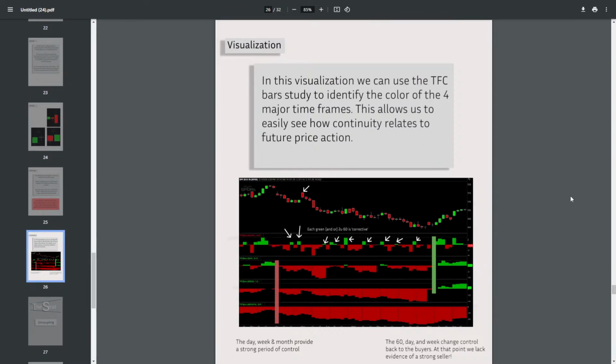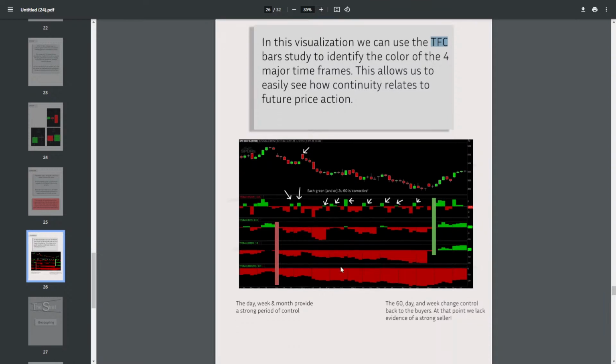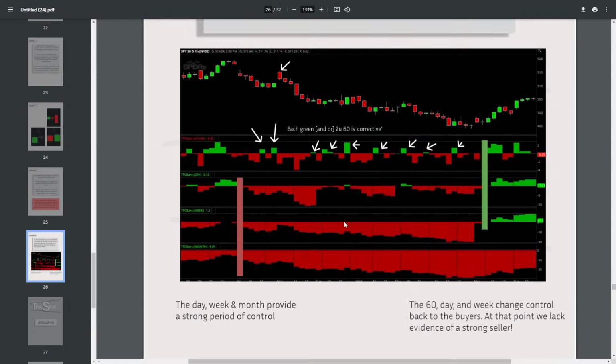So in this example, there's a study called TFC bars. We can show you where to find that if you have Thinkorswim. There's also a study for TradingView. It allows you to identify the color of the 4 major time frames on one chart, so we can easily see how continuity relates to future price action. If we zoom in here, you'll see the day, the week, and the month provide a strong period of control where all of these time frames are confirming each other.